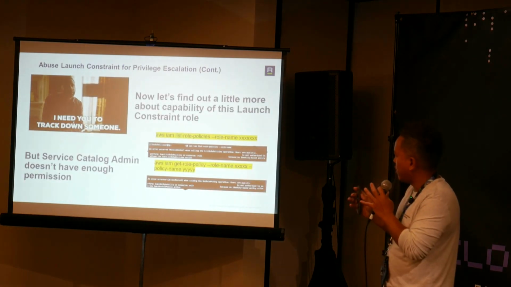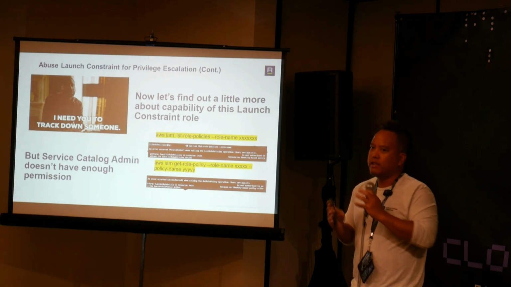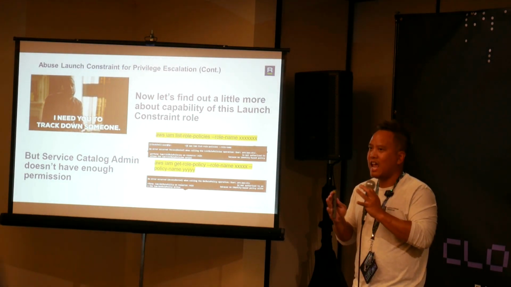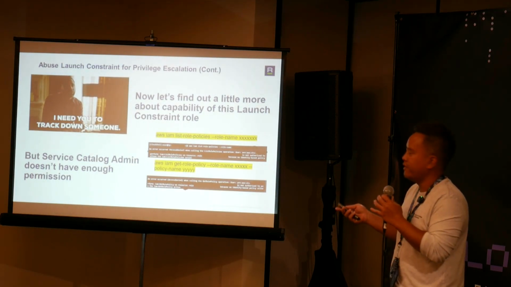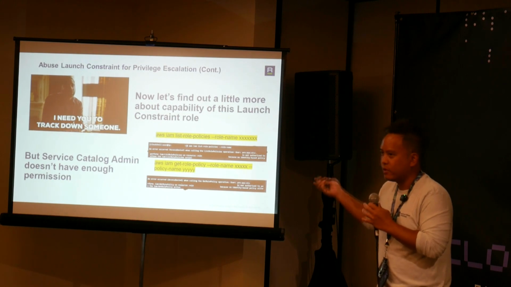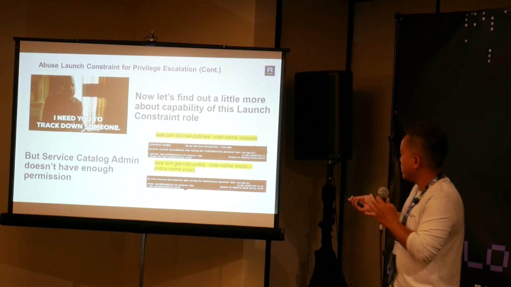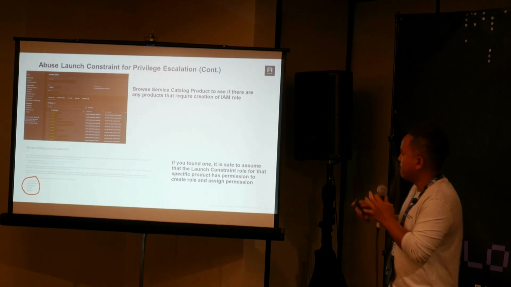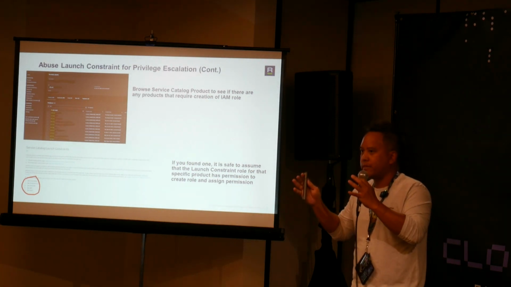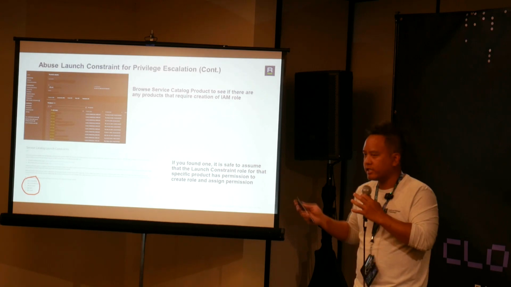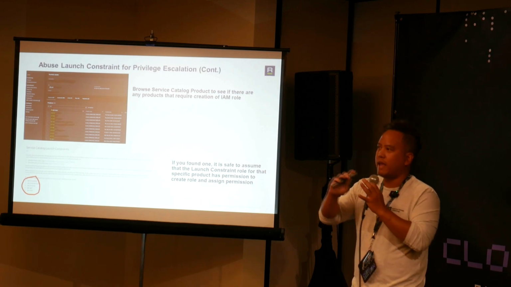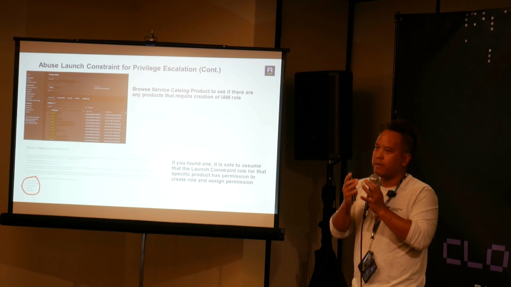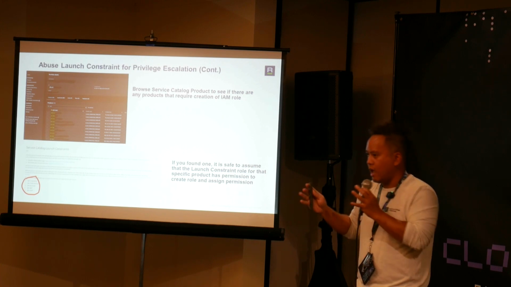Now let's find out a little more about the capability of this launch constraint. By default, service catalog admin doesn't have enough permission to look through all this, to list the policies and all this stuff. And doing this is noisy. So instead, we can simply look at the portfolio that is shared to us, look at all the products inside the portfolio, and see which one might be used to create IAM roles, or any products that might provision IAM roles, users, or groups as a result of it.